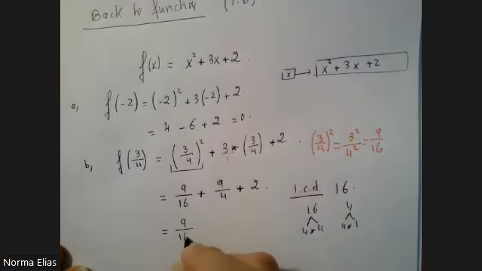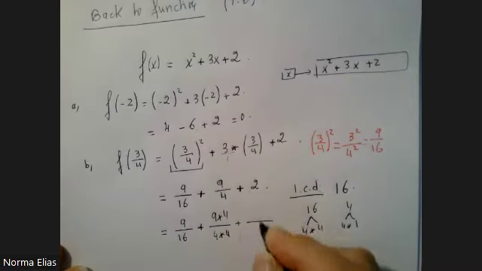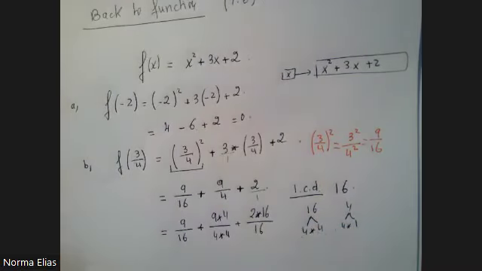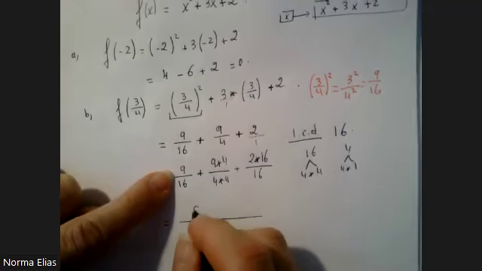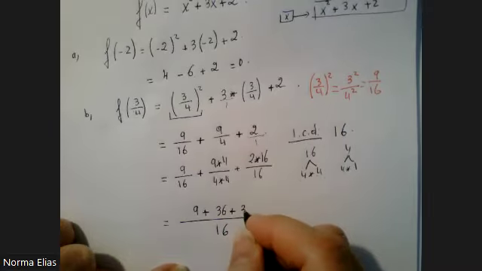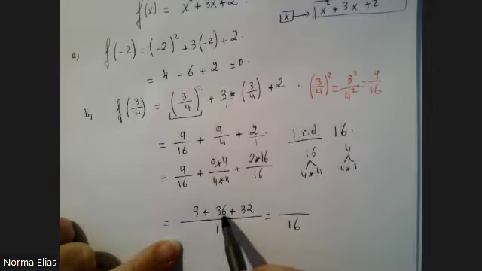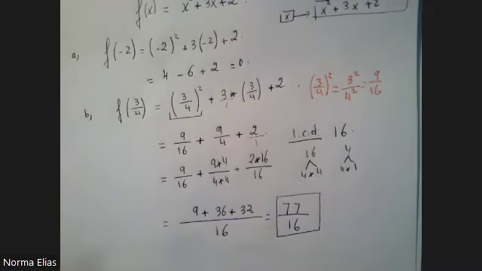So now let us proceed. For the 4 to get to 16, I need to multiply it by another 4. And now the 2 is 2 divided by 1, so I need 16 here, and this would be multiplied by 16. Now that I have secured my common denominator, I start combining numerators. That's a 9 here, plus 36, plus 2 times 16, that gives me 32. Now I just add those numbers together, and the denominator is 16. 2 and 6 gives me 8. 8 and 9 gives me 17. And this gives me 77 over 16.